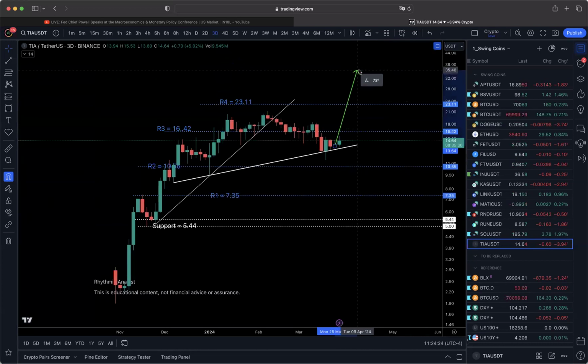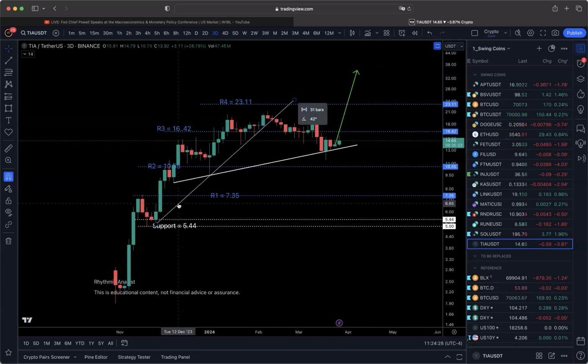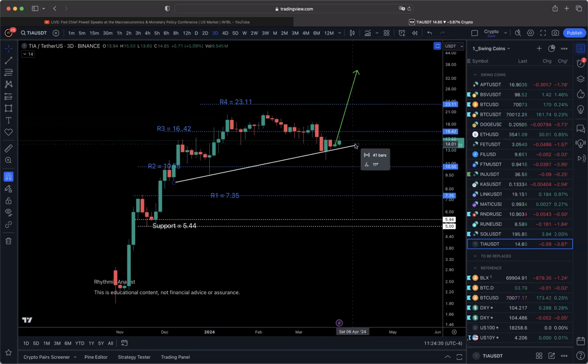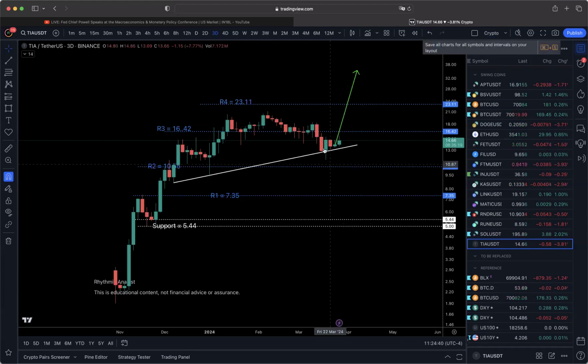Maybe the angle could be like this. But that's fine, so this can be removed. We'll keep it for now. Once it moves and surpasses this one, we don't need this. For now, we'll just keep it. This is good. TIA, we can say TIA is now, I think, consolidating and started looking good.